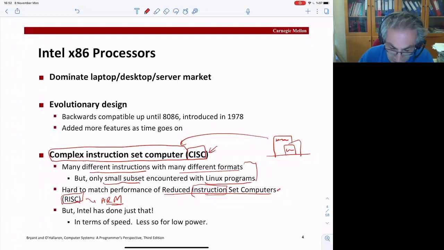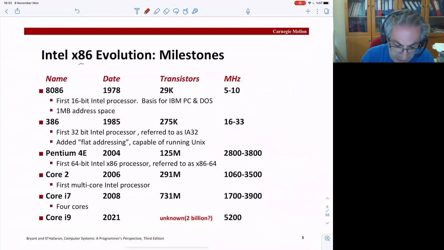There was quite a big fight between them, but despite this clean design, Intel, in terms of speed, was able to tune their CISC x86 processors to match up and compete with RISC computers. So this is a small evolution of Intel's x86.